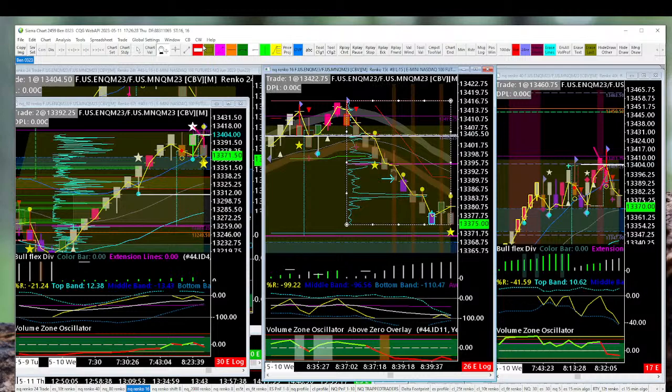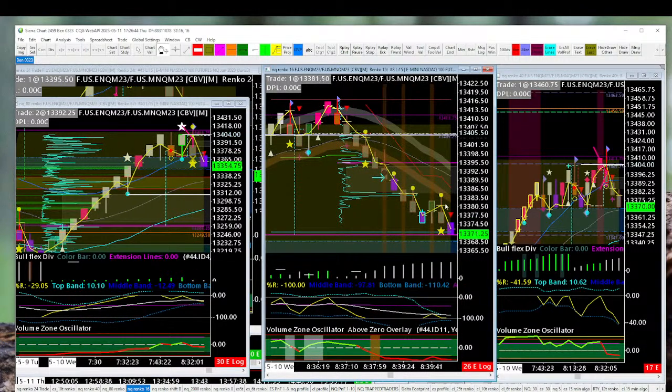All the volume was here. So we'd like a setup that defends this to the short side. See how the dots are aligned? Now this one's kind of wonky. That one's not so good, but the rest of them are aligned pretty nicely.